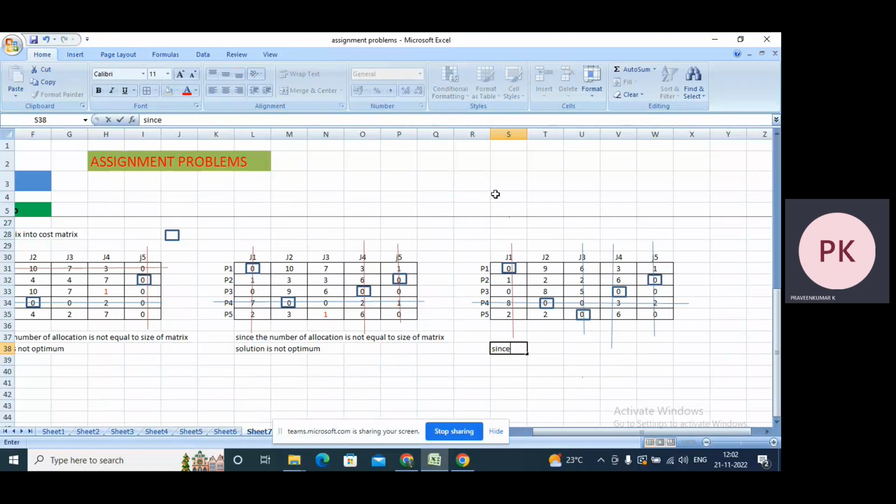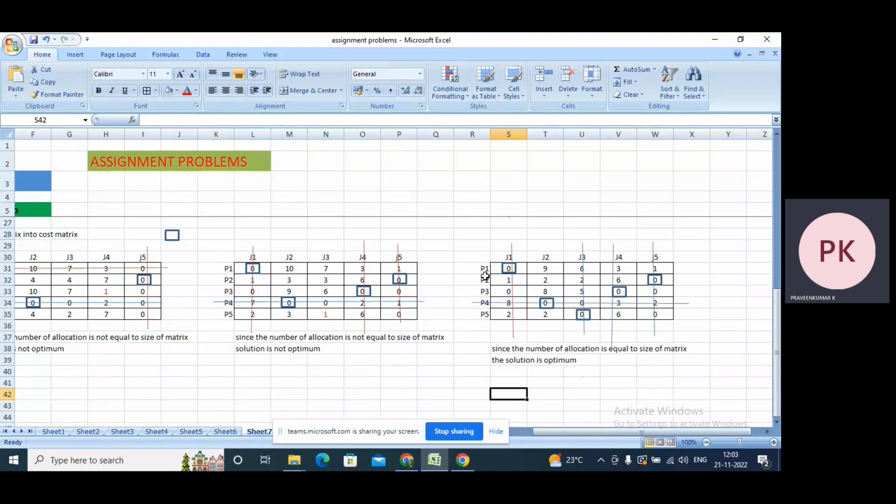Since the number of allocations is equal to the size of the matrix, therefore the solution is optimum.